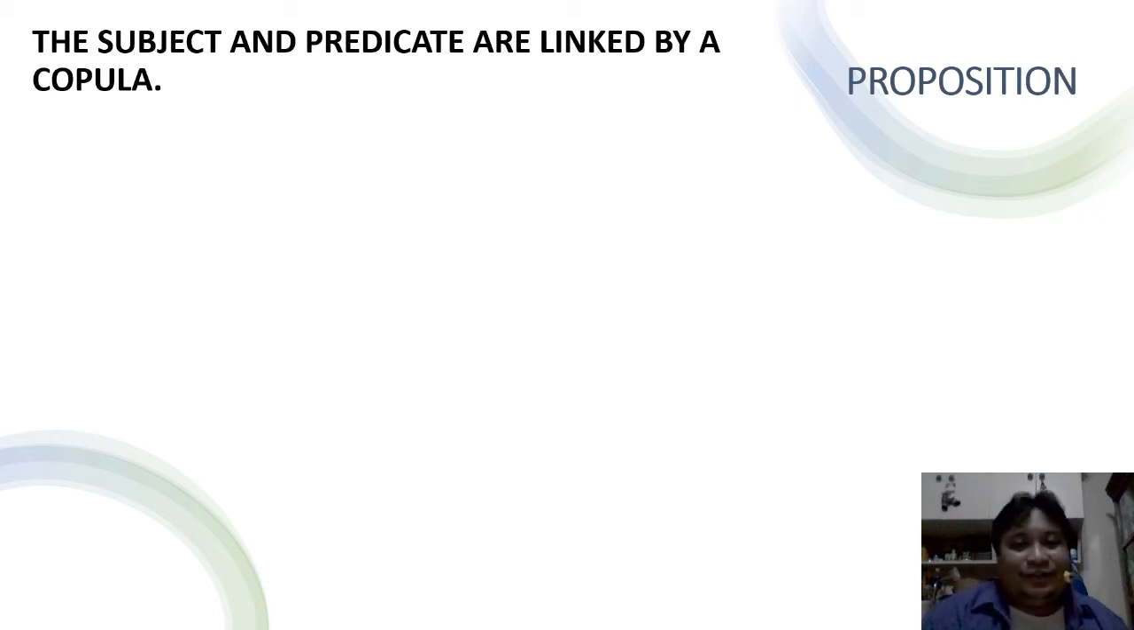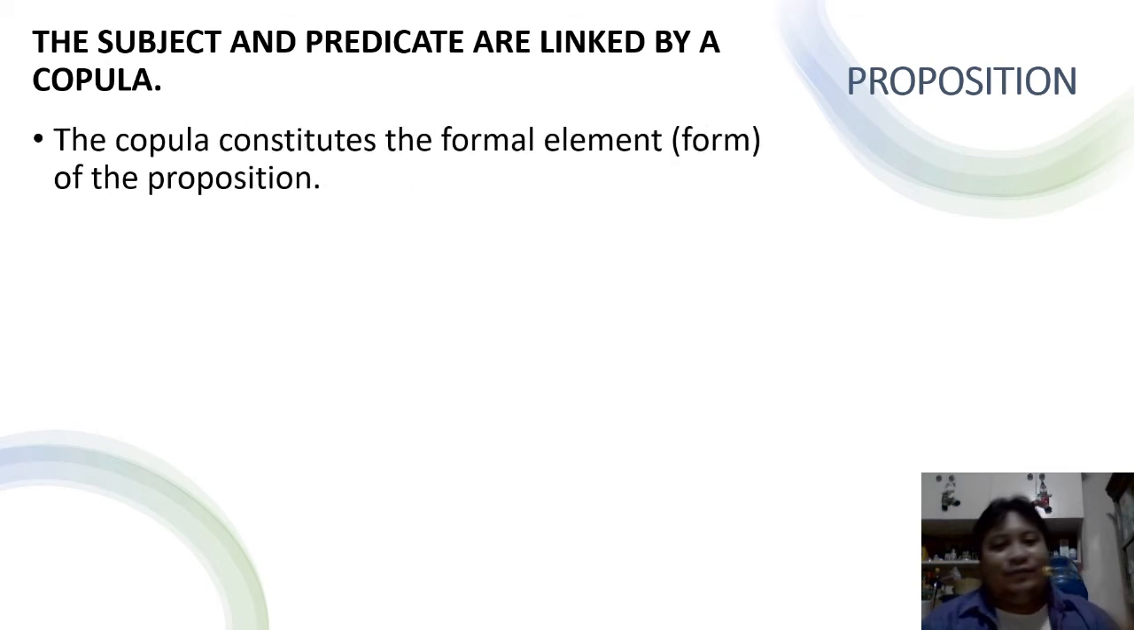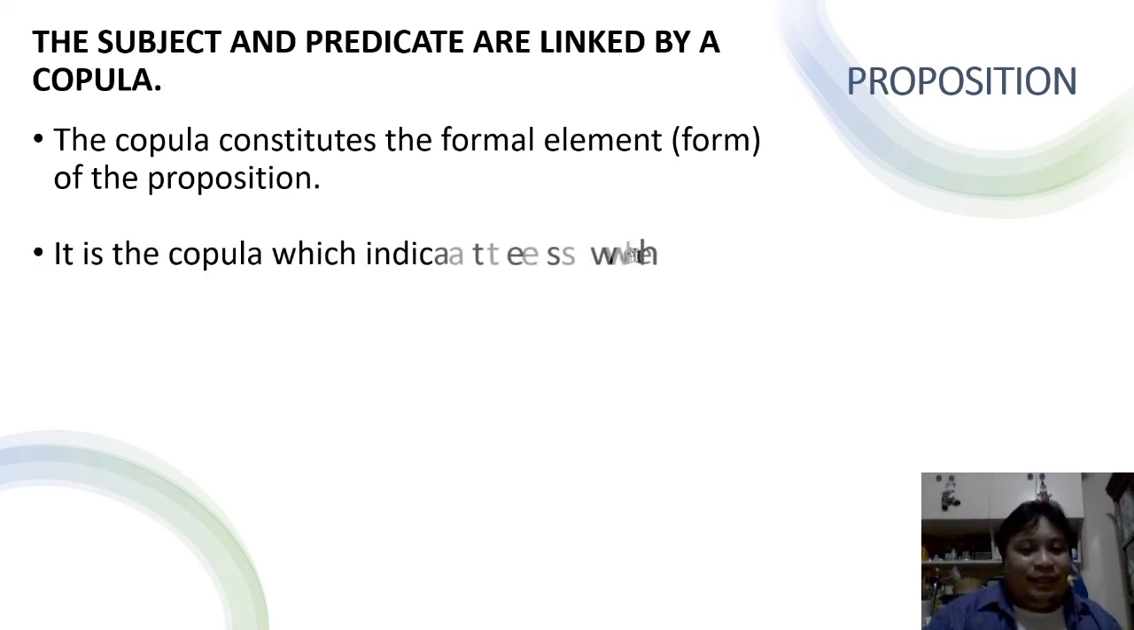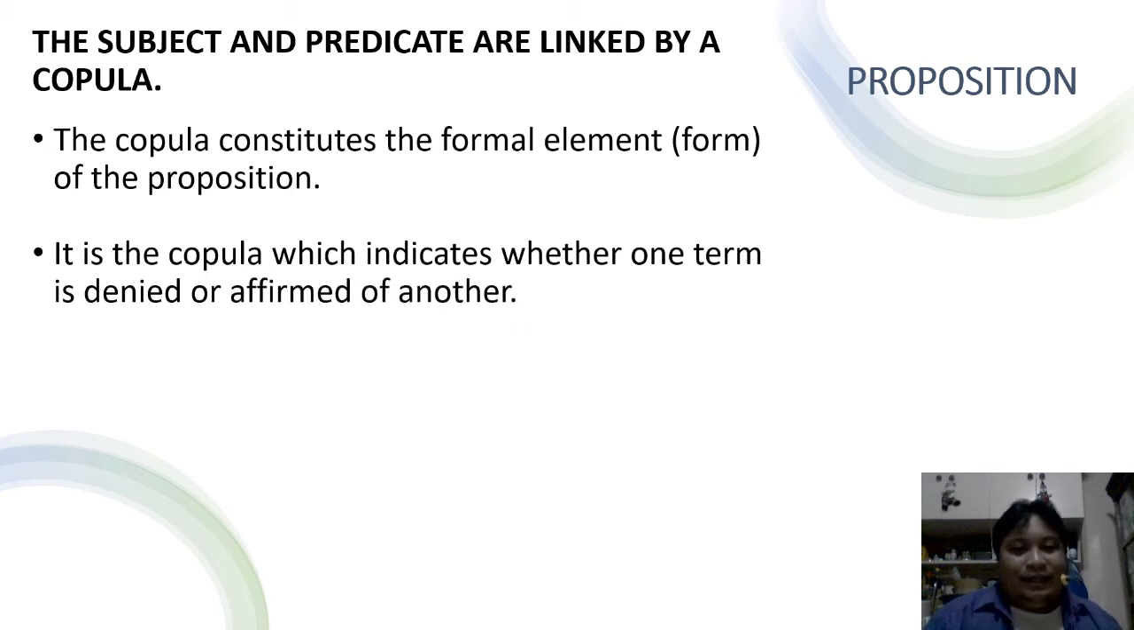Let's proceed now to the next one, the copula. The subject and predicate are linked by a copula. The copula is the one that links the subject and the predicate, and it constitutes the formal element of the proposition. It is the form. Why? Because the copula indicates whether one term is denied or affirmed of another. It is where we can identify whether the proposition is affirmative or negative.